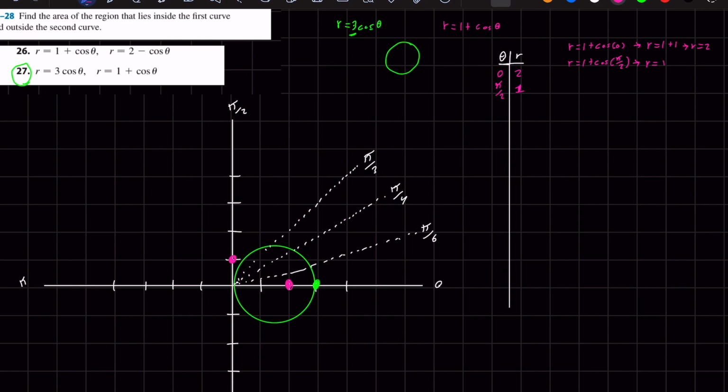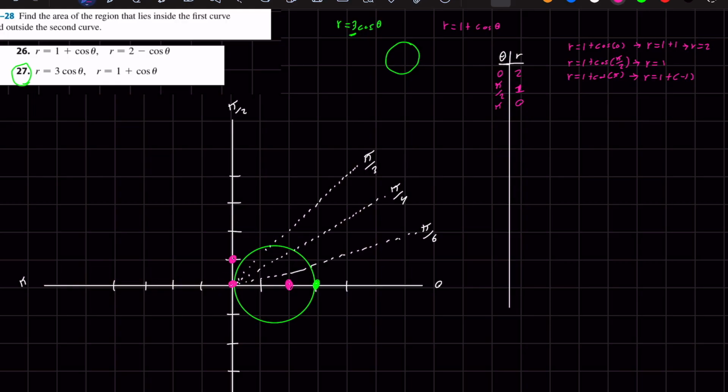Next thing that I want to know is what happens at pi. So at pi, we get r equals 1 plus cosine of pi, and cosine of pi is negative 1, so we get r equals 0. That means when we sweep over to pi and face that angle, you're going to go out 0 units. So we're actually going to be right there, right at the origin.